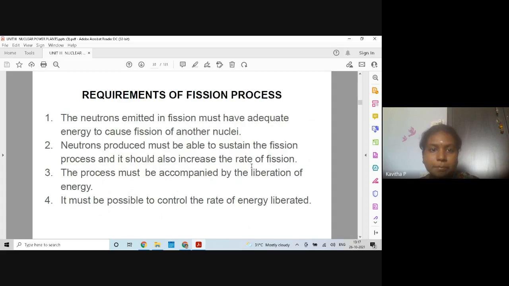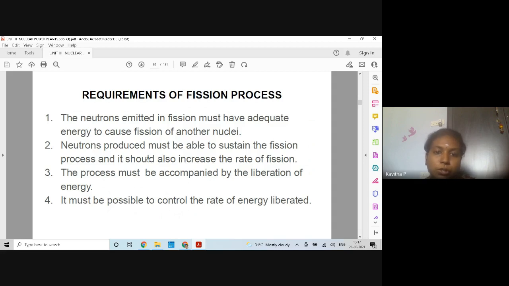The requirement of the fission process is that neutrons emitted in fission must have adequate energy to cause fission of another nucleus. So the neutrons must have enough energy to hit a heavy nucleus, which would split it into two different light nuclei.